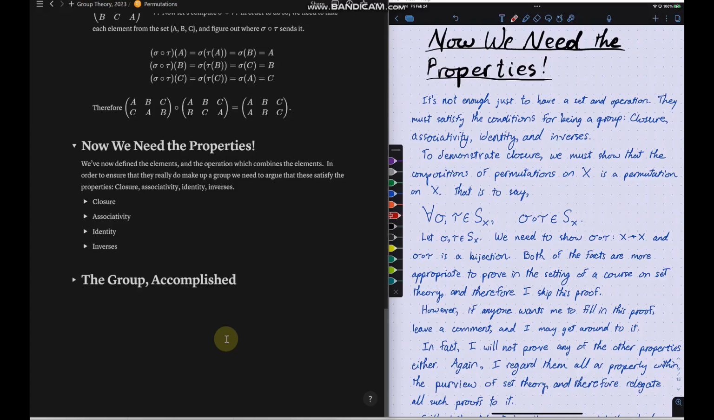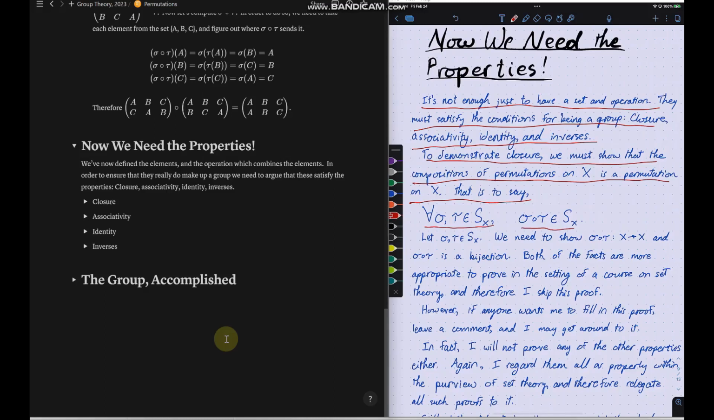Now, it's not enough just to have a set and operation. They must satisfy the conditions for being a group. That is closure, associativity, identity, and inverses. To demonstrate closure, we must show that the composition of permutations on X is a permutation on X. That is to say, for any sigma, tau, which are permutations on X, their composition is also a permutation on X.